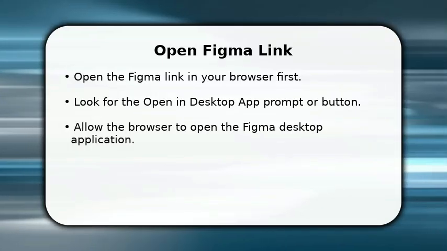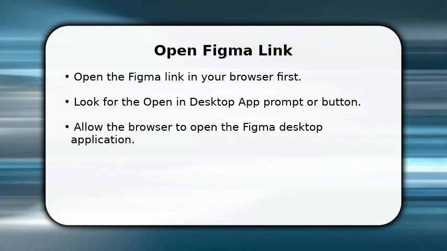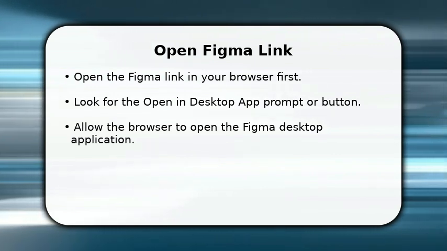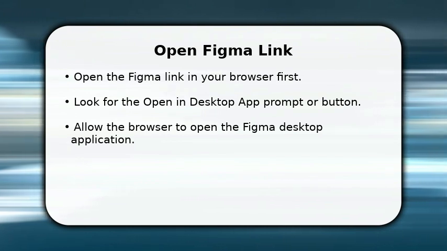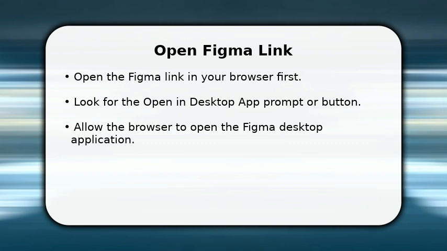In this video, I will show how to open a Figma link in the desktop app. First, click the Figma link in any browser and wait for the page to load. When you see the banner or button that says Open in Desktop App, click it. If the app does not launch, check your system settings to allow browser app launches and retry. This method keeps your designs synced and preserves commenting features.